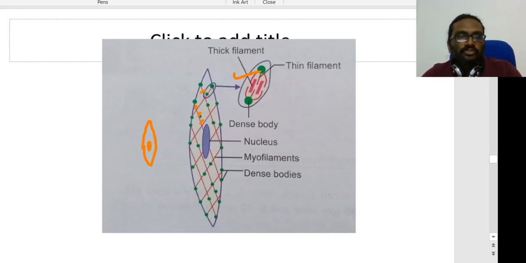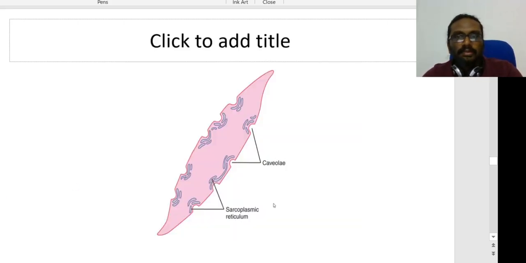That was regarding the structure. And in the cell membrane, you will also find a very interesting thing. When you compare this with your T tubules in skeletal muscles and cardiac muscles, what you find here are small invaginations, which are called caveolae.